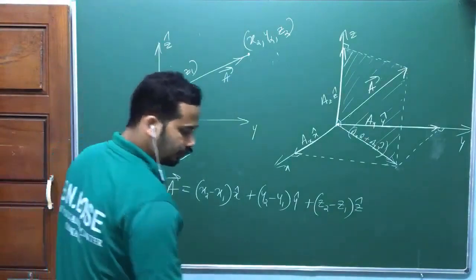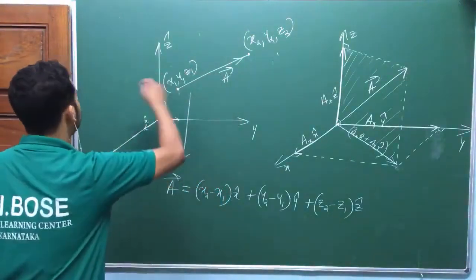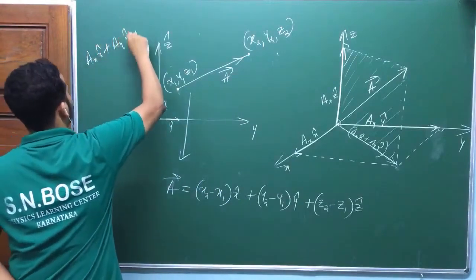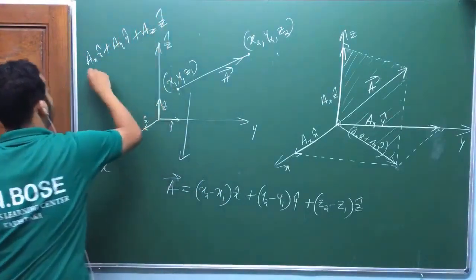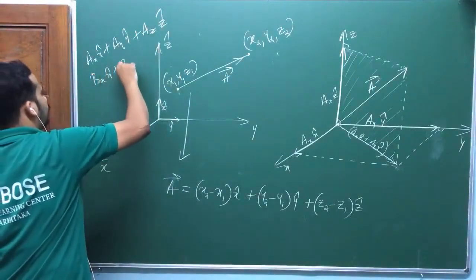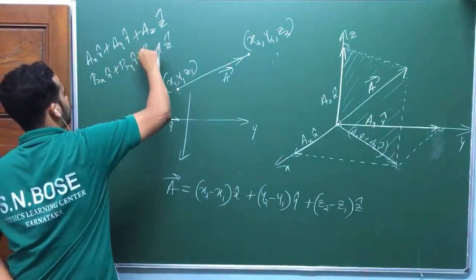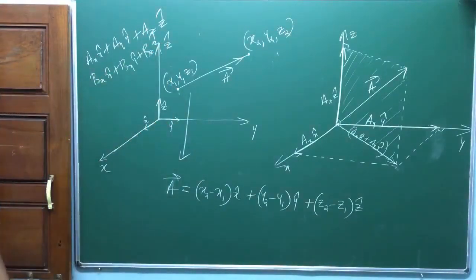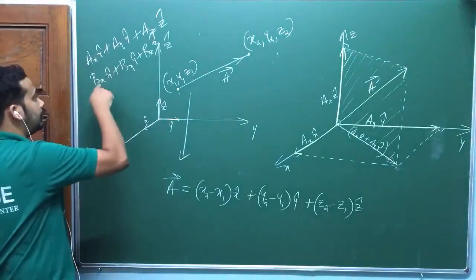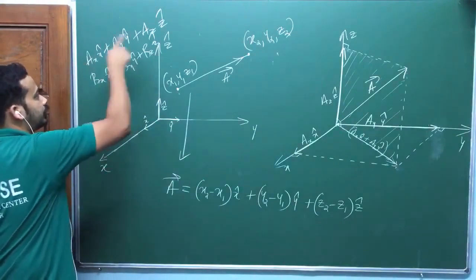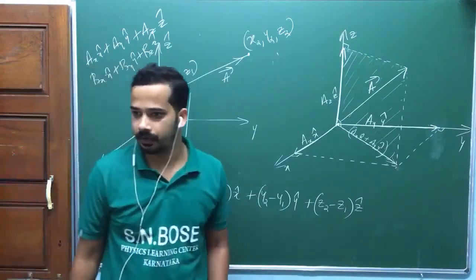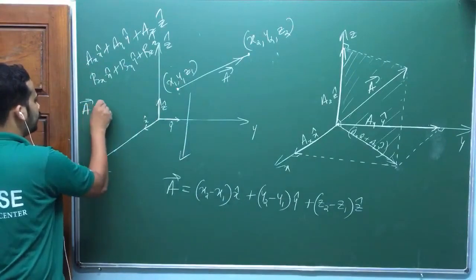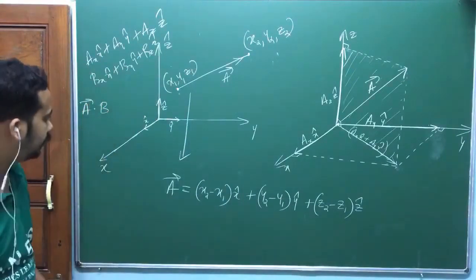Now, if you define two vectors in this coordinate system, like ax into x cap plus ay into y cap plus az into z cap, and bx into x cap plus by into y cap plus bz into z cap, then if you know these components, you can find the angle between them using the dot product. Because you can write A dot B. How do you write A dot B?